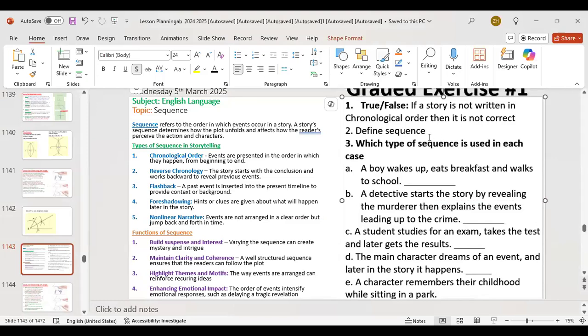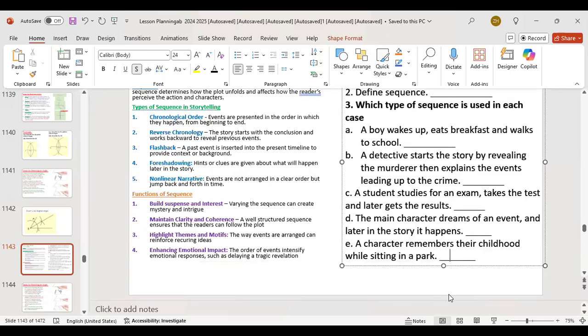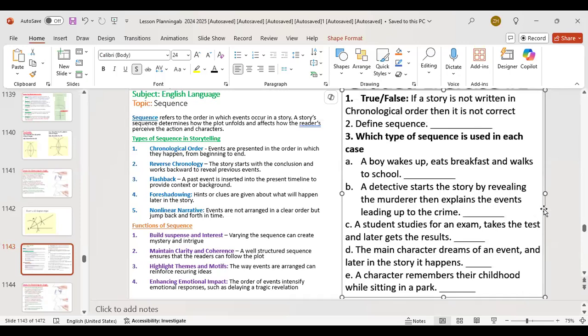Number 2, define sequence. What does sequence mean? Number 3, which type of sequence is used in each case? A, a boy wakes up, eats breakfast, and walks to school. B, a detective starts the story by revealing the murderer, then explains the events leading up to the crime. C, a student studies for an exam, takes the test, and later gets the results. D, the main character dreams of an event, and later in the story, it happens. And E, a character remembers their childhood while sitting in the park.